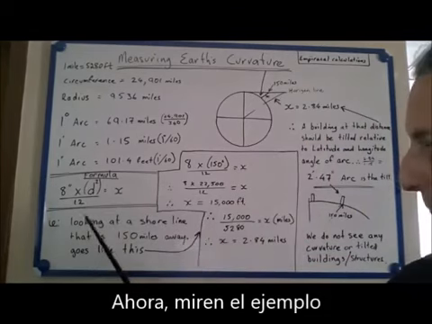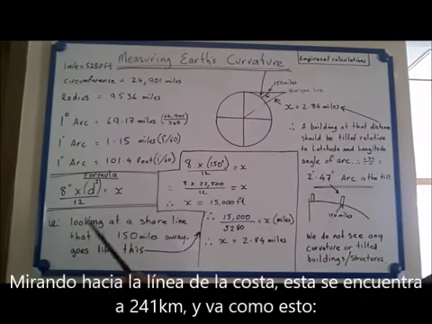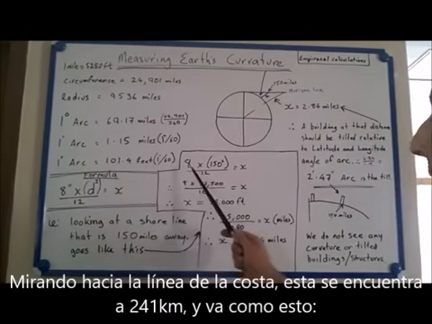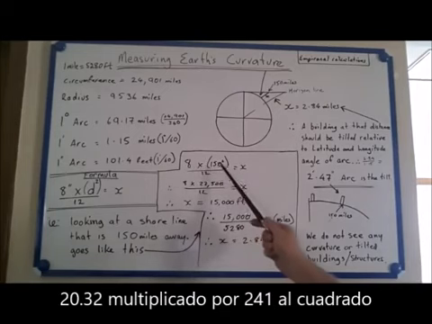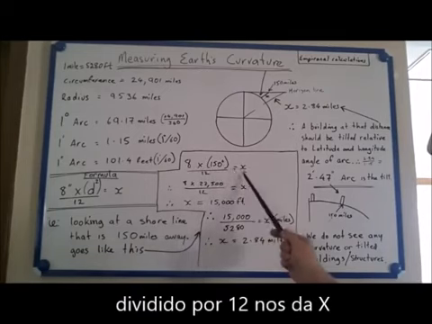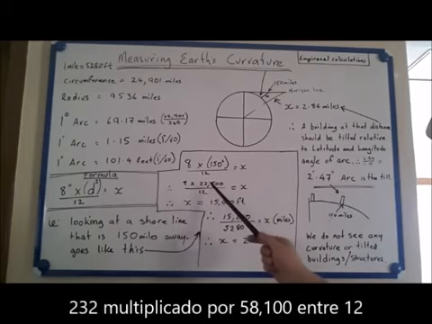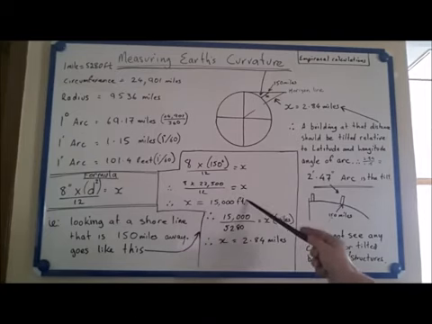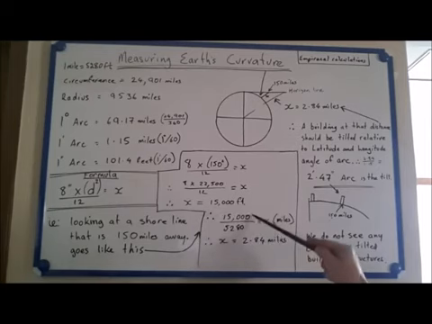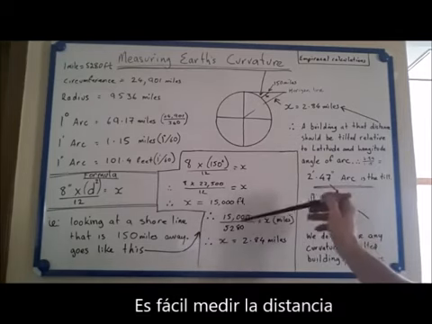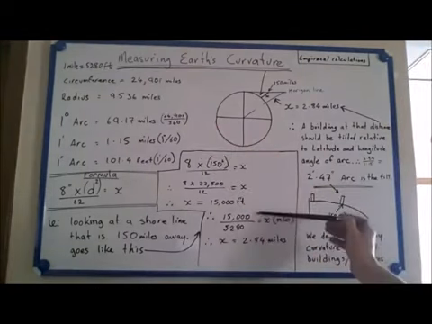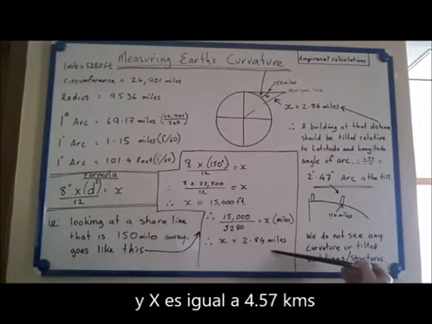So looking at the example, i.e. looking at a shoreline that is 150 miles away, it goes like this. 8 multiplied by 150 squared divided by 12 equals x. 8 multiplied by 22,500 divided by 12, x equals 15,000 feet. To turn that into miles, so it's easy to imagine the distance, of course we divide it by 5,280 feet, which is a mile, and x equals 2.84 miles.